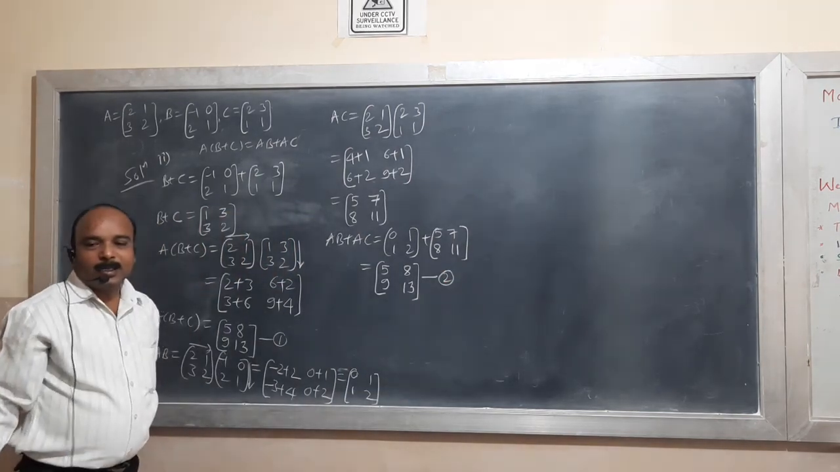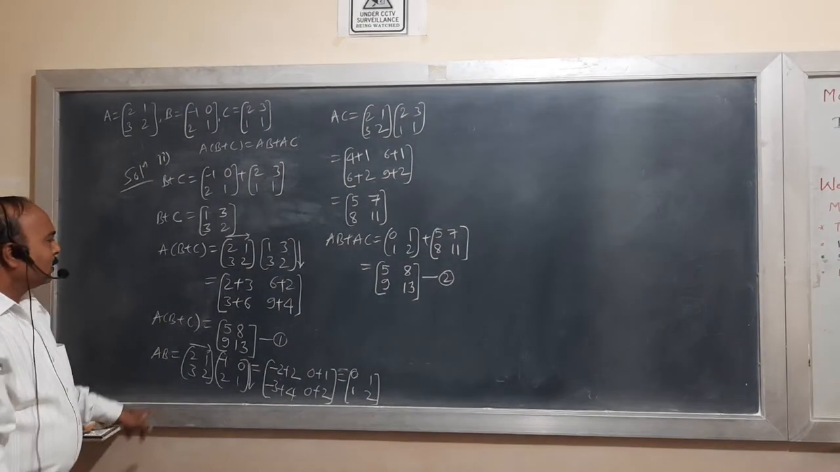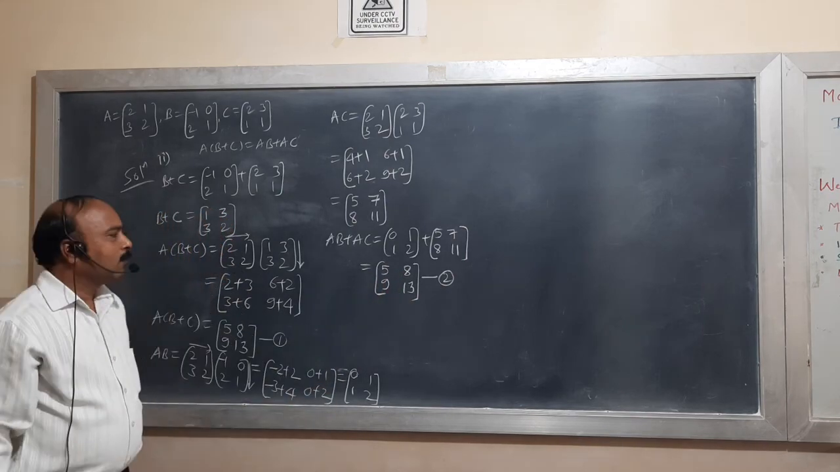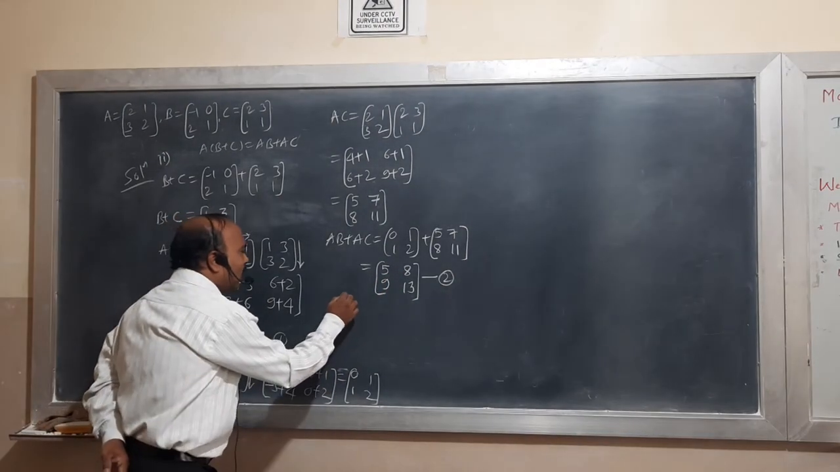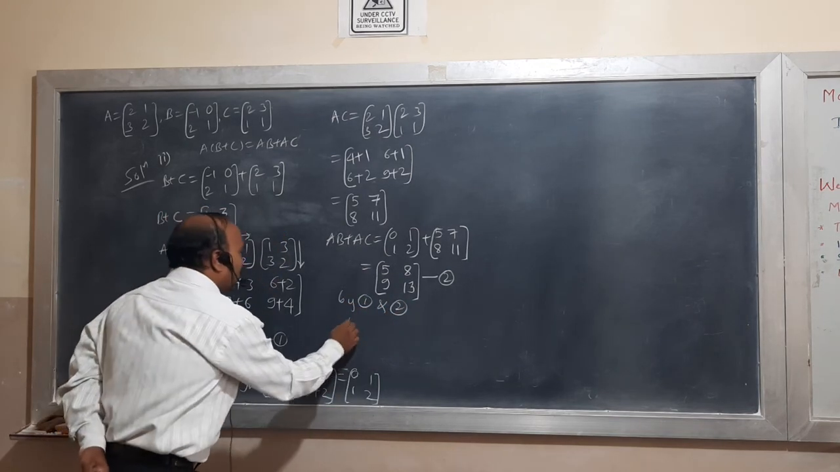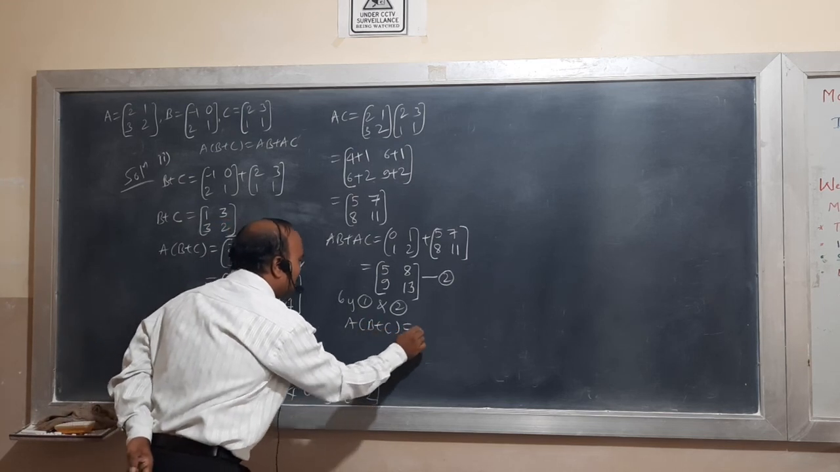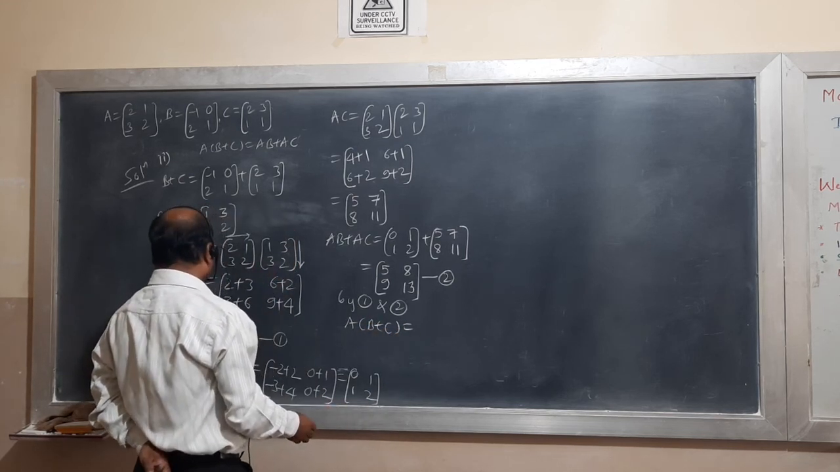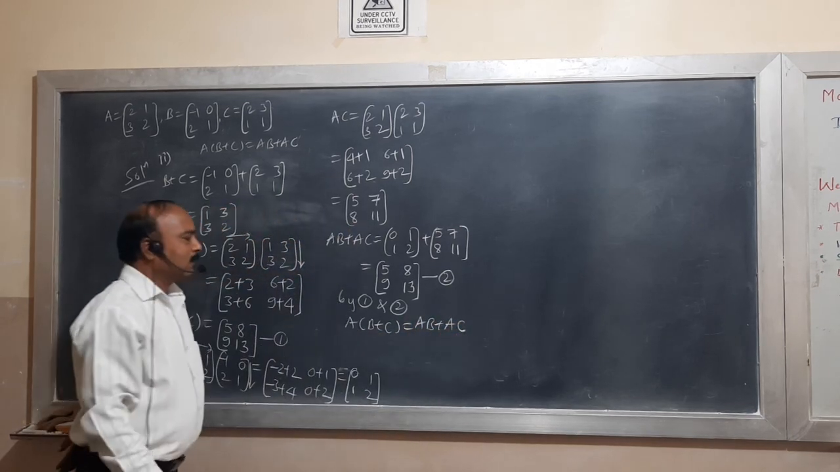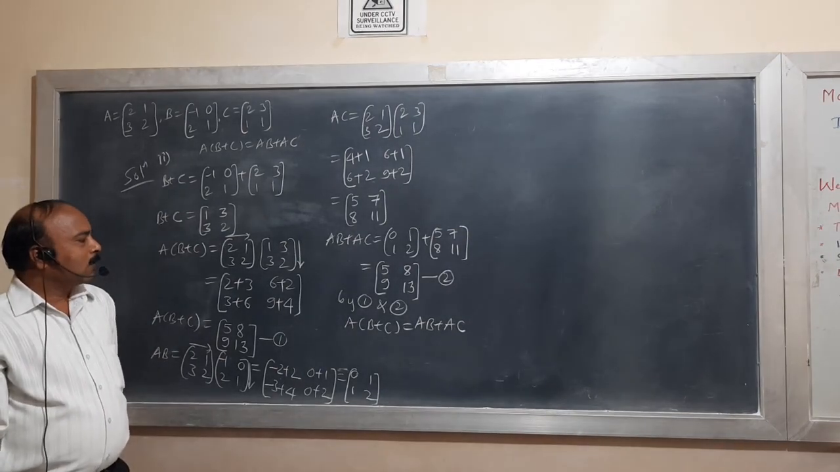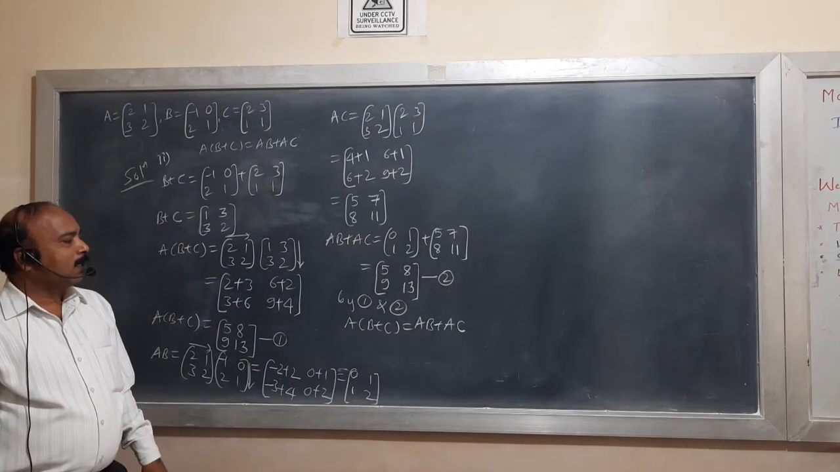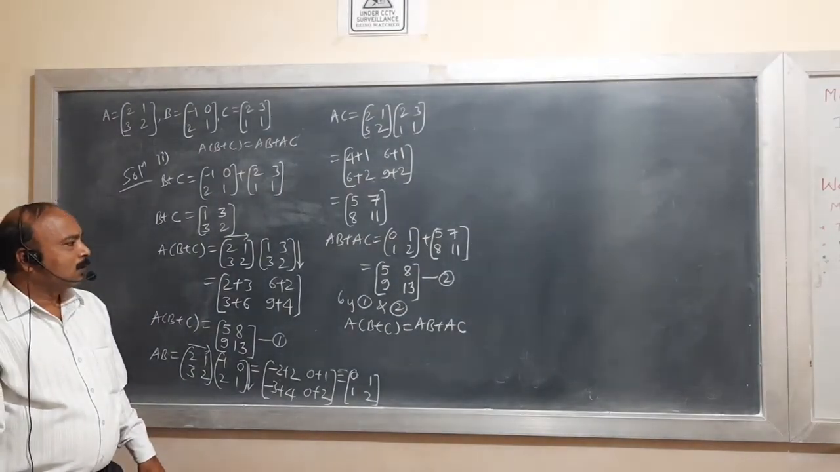Now you observe from 1 and 2, both right hand sides are equal. That is 5 8 9 13. Here also 5 8 9 13. Both are equal. Therefore, it is concluded that by 1 and 2, A into B plus C equal to AB plus AC. So it is the second property of the distributive law. Like that you prove the result by using multiplication and addition of the matrices.